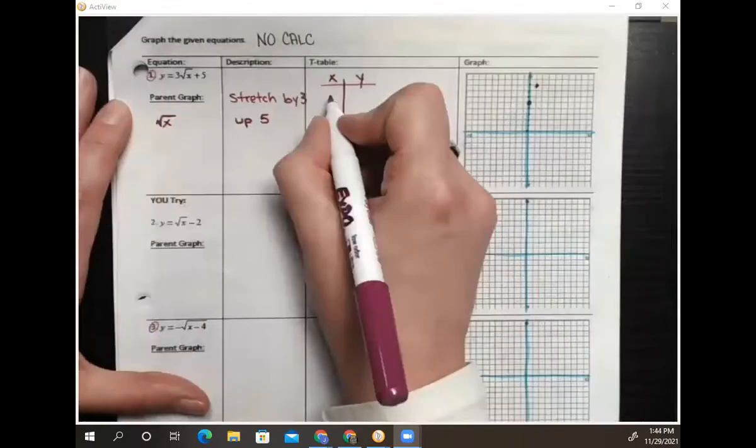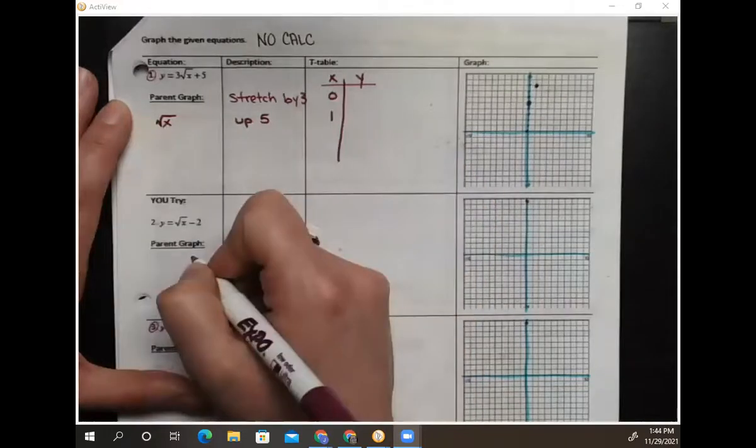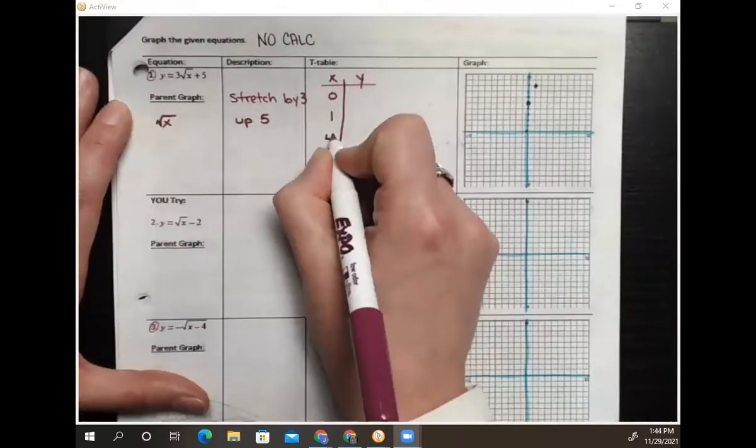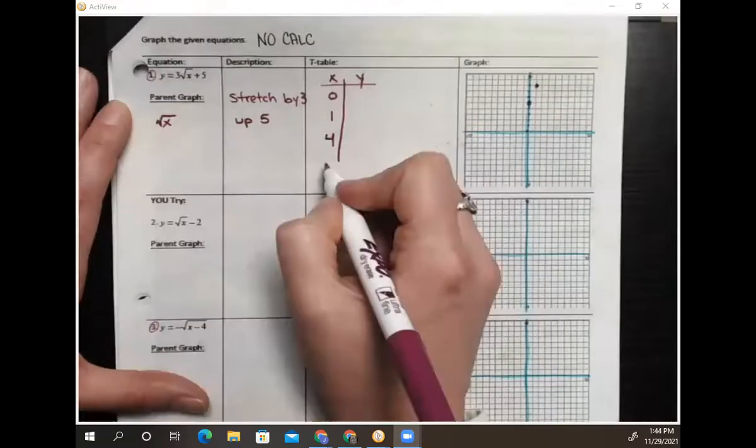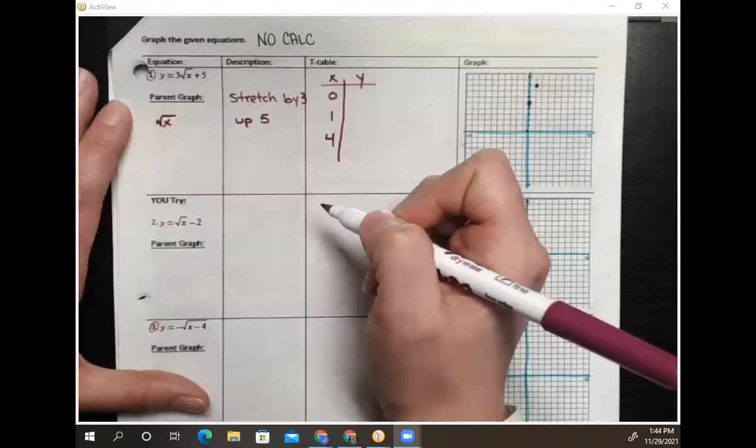So 0 has a nice square root, 1 has a nice square root, 4 also has a nice square root. So those are the types of values I would want to plug in here. Since I'm going to have to take the square root of x, I want to pick things that are going to have nice square roots.